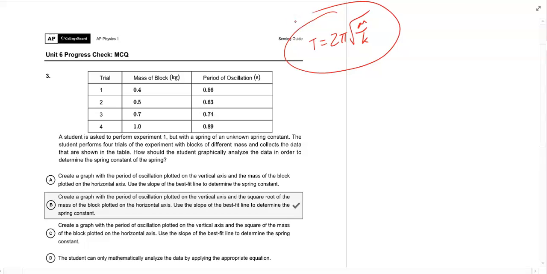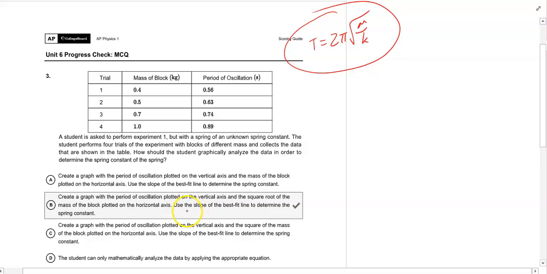Now, there's a way I would do this, but I'm going to check their answers just because I might be going down a path that they're not taking. I'll talk about that in a second. Option A: create a graph with the period of oscillation on the vertical axis and the mass on the horizontal axis. I don't want that because from this equation I can see period is proportional to the square root of mass. So if we plot period versus mass, that's not going to help us.